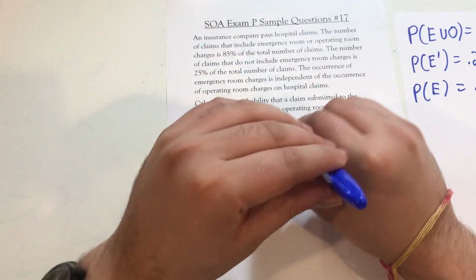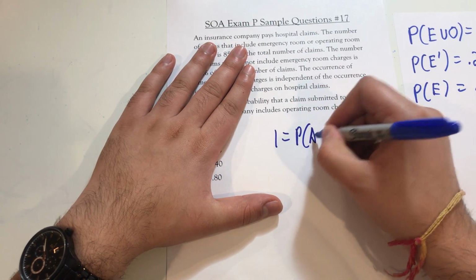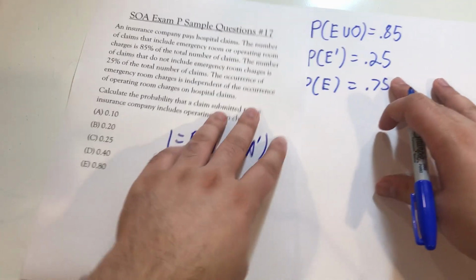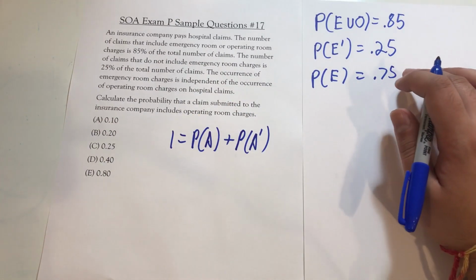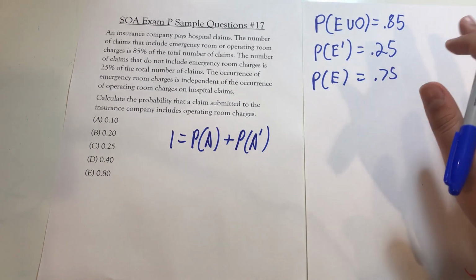So you should be familiar with the following: 1 is equal to the probability of event A plus the probability of the complement of event A, and that's what got me this 0.75.